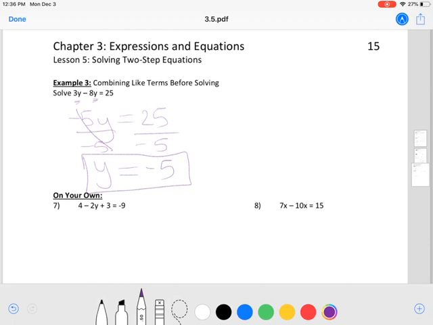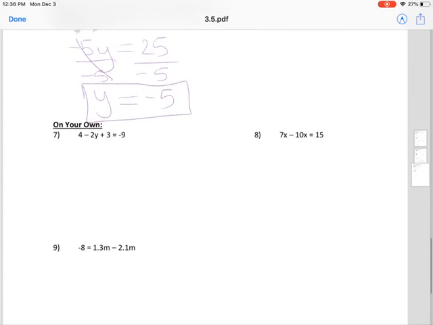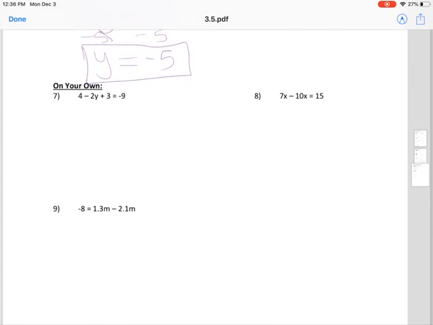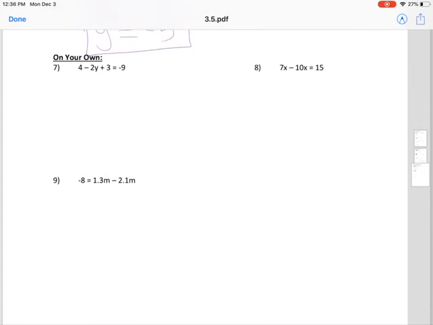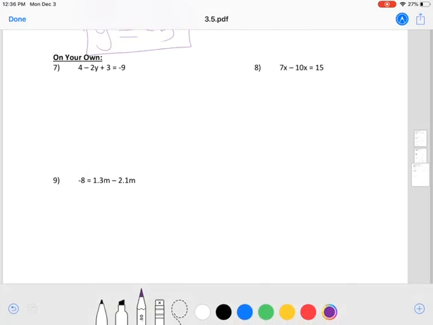So on 7, 8, and 9, all you guys are going to be doing is the same thing. So looking at, are there like terms that I can simplify before I solve the rest of the equation? So remember, terms either have the same variable or they're just whole numbers. So think about that as you go into 7, 8, and 9.